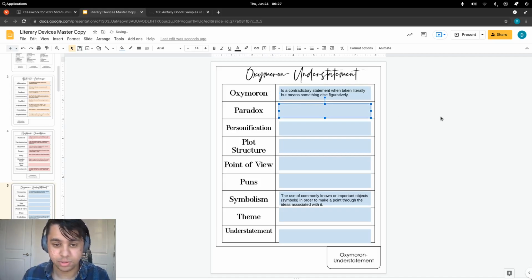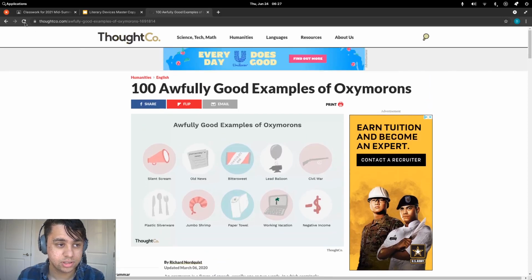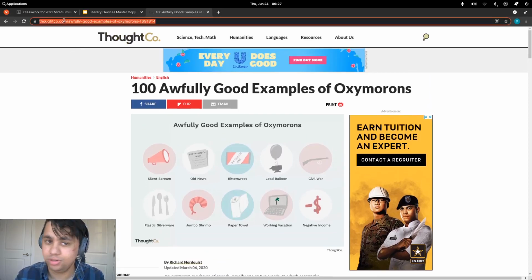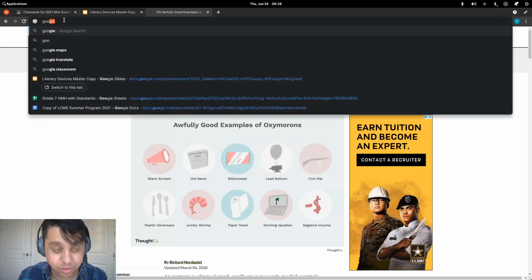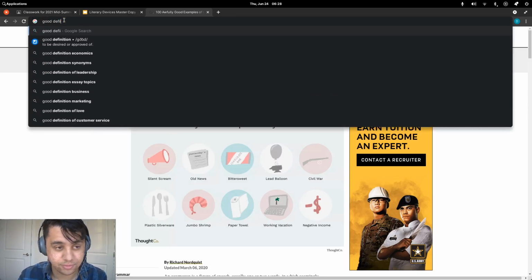Paradox. So what's a paradox? A paradox is going to be similar to an oxymoron, but not quite the same thing. A paradox is going to be something that is situationally not possible. But I don't like that definition. So again, let's do what every good student does and Google it. So let's look up a good definition of paradox.